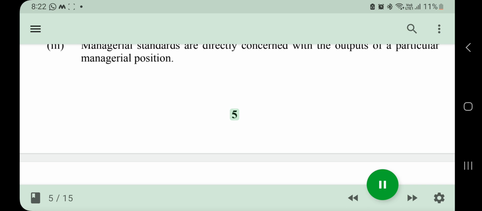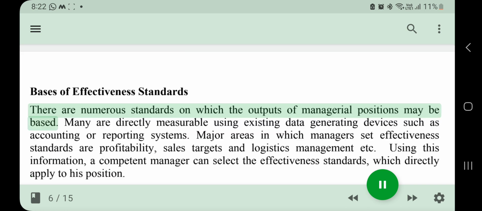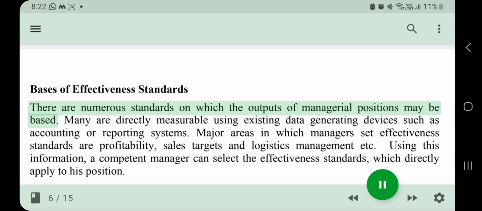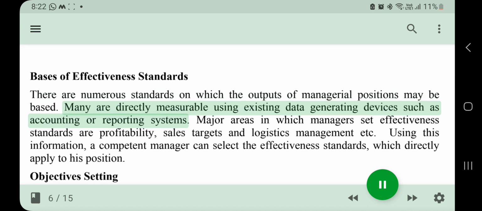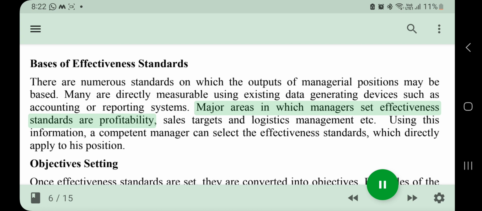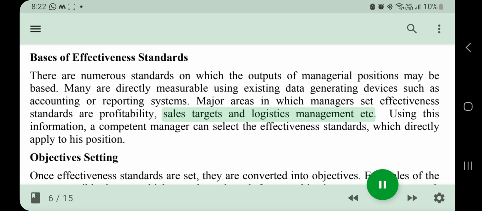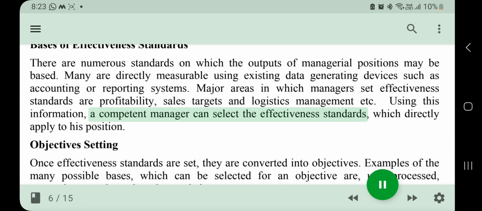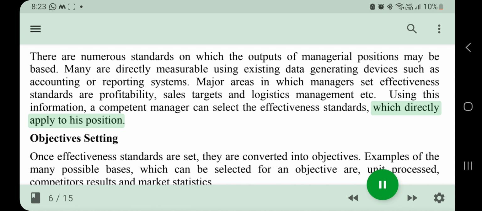Bases of effectiveness standards. There are numerous standards on which the outputs of managerial positions may be based. Many are directly measurable using existing data-generating devices such as accounting or reporting systems. Major areas in which managers set effectiveness standards are profitability, sales targets, and logistics management, etc. Using this information, a competent manager can select the effectiveness standards, which directly apply to his position.